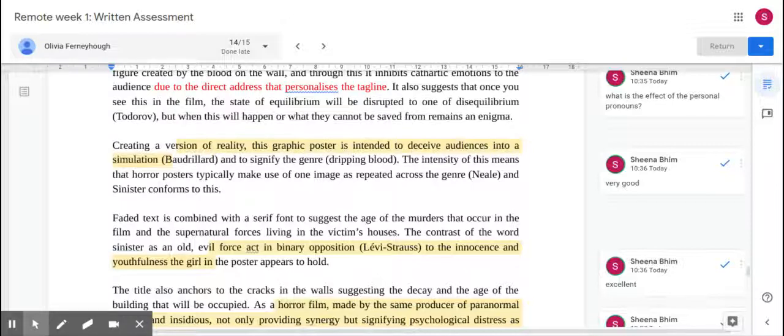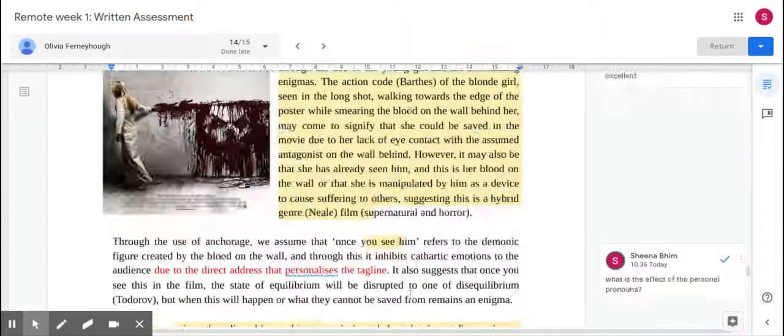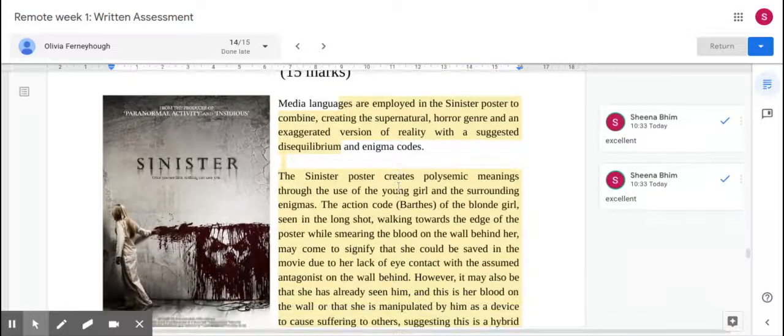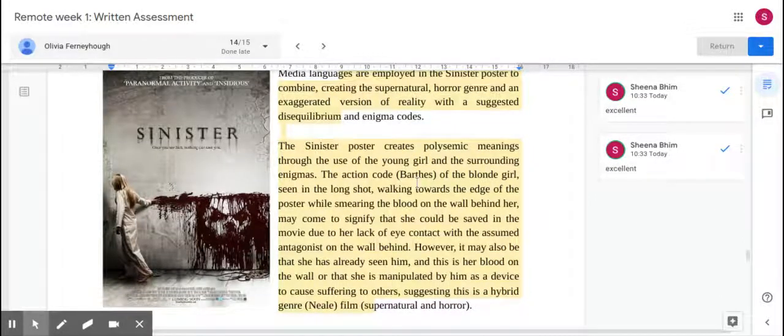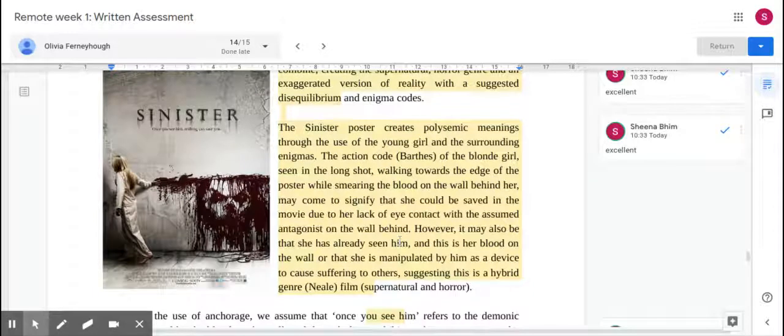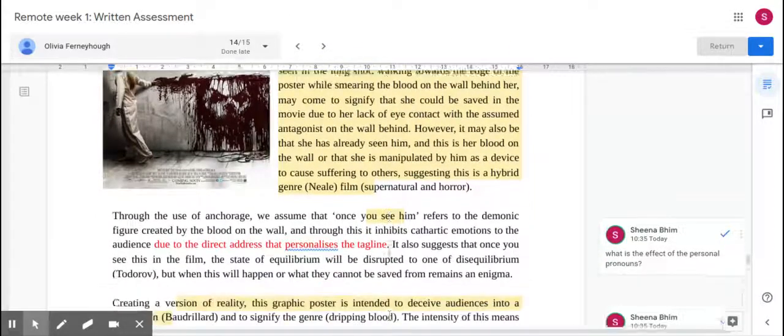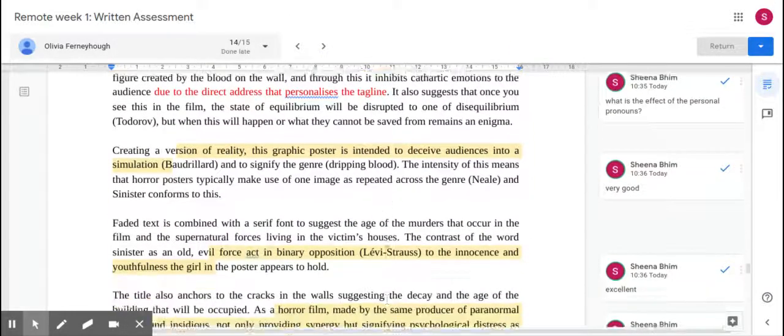So the intensity of this means that the horror poster typically makes use of one image as repeated across the whole campaign. So we're likely to see across all of the posters, and possibly in part of the trailer, this kind of imagery. You can also see the word Sinister, like it's blurred and it's running down the walls, like it's a stain on the wall. So maybe it's this very building that is haunted or possessed, and which is putting this young girl in danger or making her the danger.